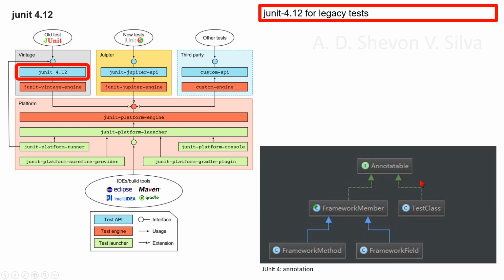Here you can see the interface Annotatable in org.junit.runners.model, a model element that may have annotations. Here the class FrameworkMember, type parameter T, extends FrameworkMember, type parameter T.